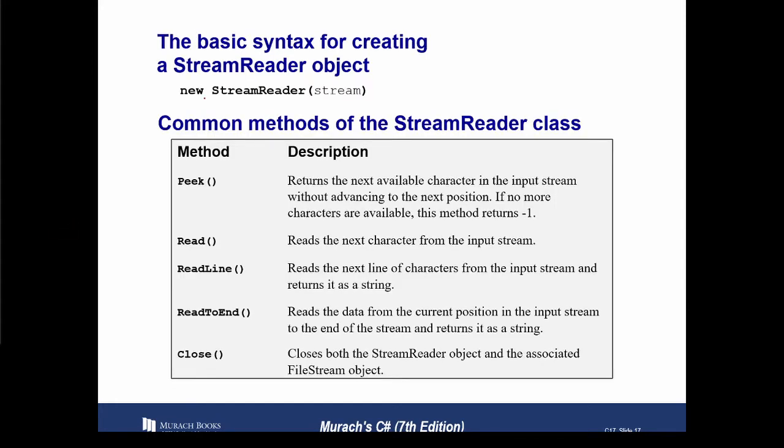So in this particular one, we've got our stream reader, and this is something that happens after we've already created. This is a good one to pay attention to. Peek returns the next available character in the input stream without advancing to the next position. If no more characters are available, this method returns a -1. And there's read, which reads the next character from the input stream. And here's one, read line, which reads the next line of characters from the input stream and returns it as a string.